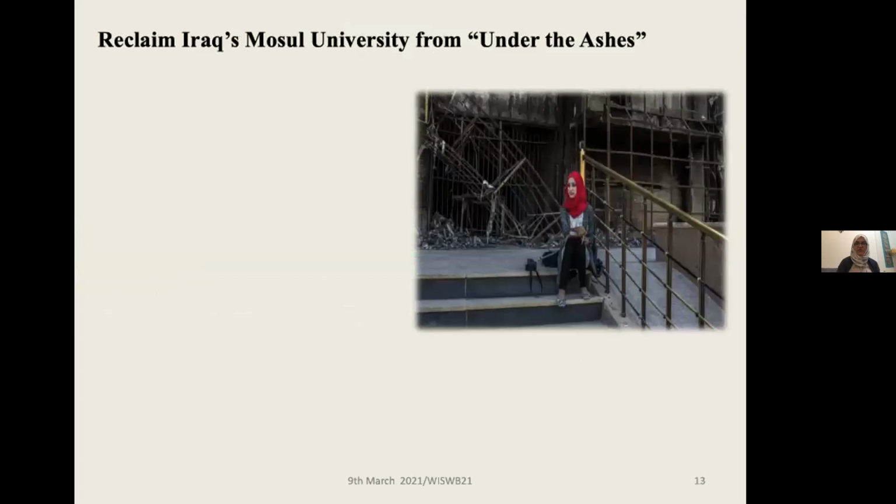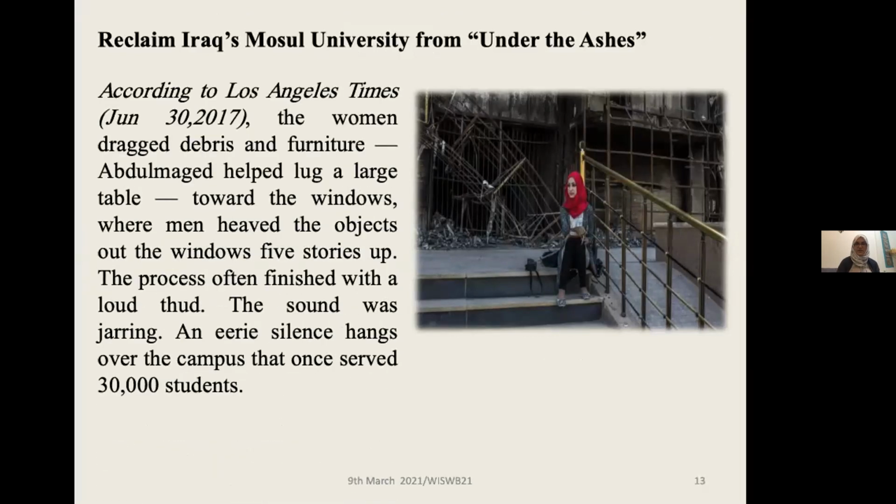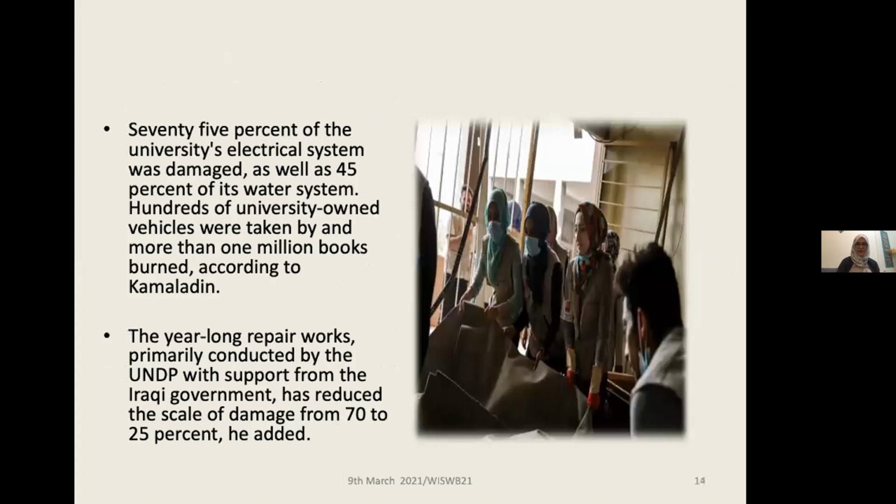On the reclaiming of Iraq's Mosul University from under the ashes, as the Los Angeles Times stated in 2017: the women, drawn and deprived of furniture, Abdulmajid helped lug a large table towards the window, where men heaved the object out the window 5 stories up. The process often finished with a loud thud. The sound was jarring, and an eerie silence hangs over the campus that once served 30,000 students. 75% of the university's electrical system was damaged, as well as 45% of its water system. Hundreds of university-owned vehicles were taken, and more than 1 million books burned, according to Kamaluddin.